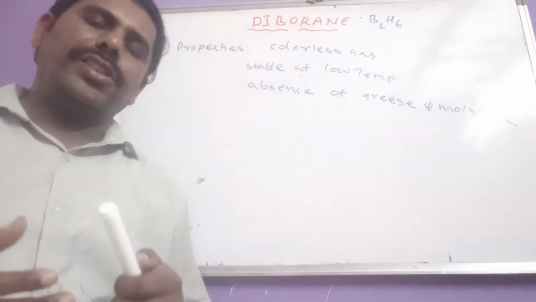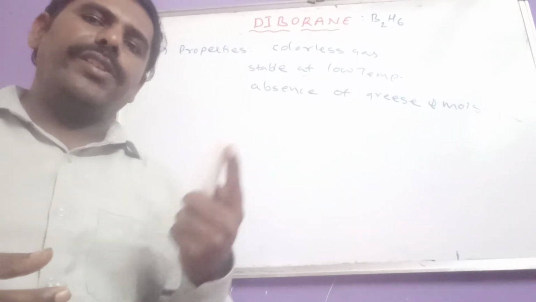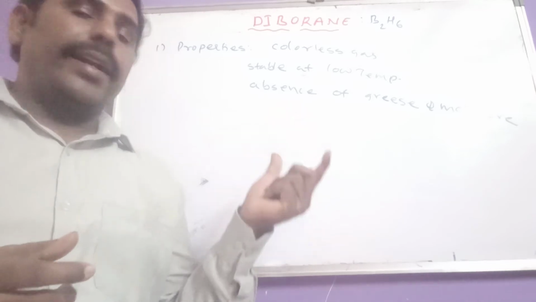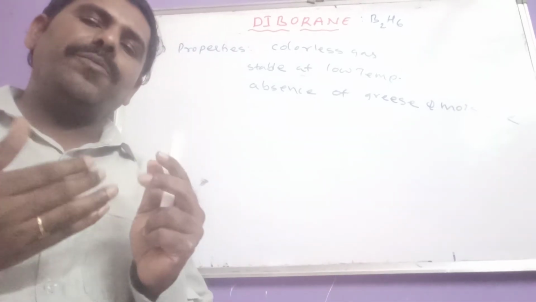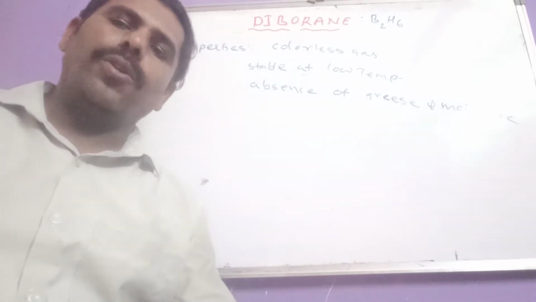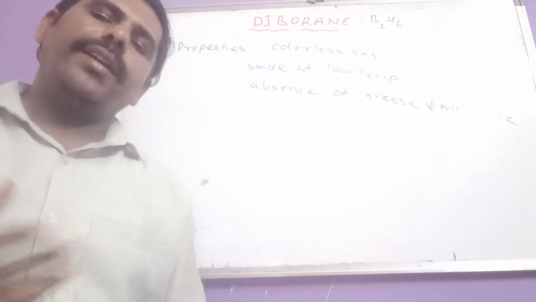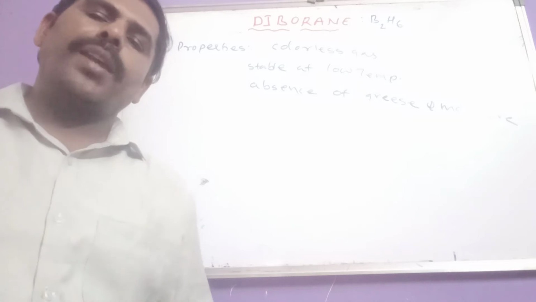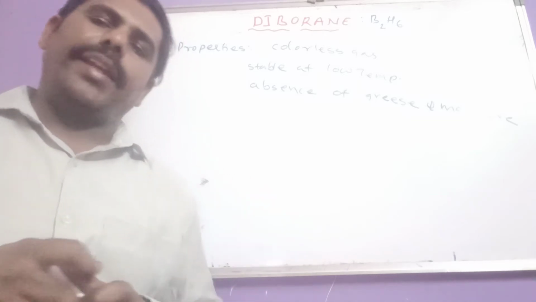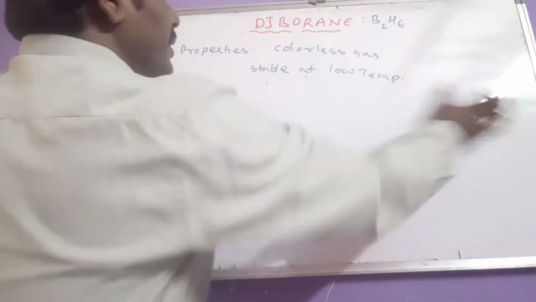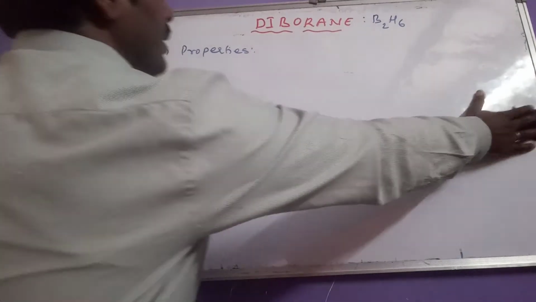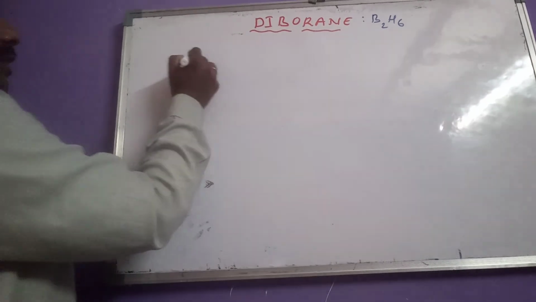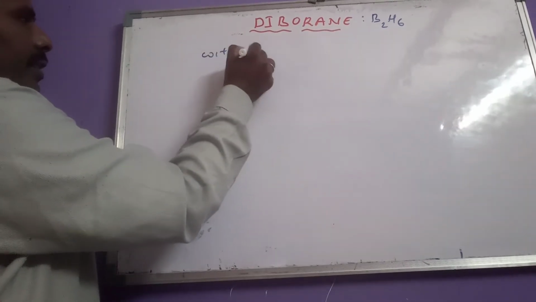At high temperature, that converts into other types of boranes, and it readily catches fire when exposed to the air. Diborane readily catches fire when exposed to the air, and it is highly toxic in nature. So these are some physical properties of diborane. Now let us see chemical properties. In that, first with oxygen.